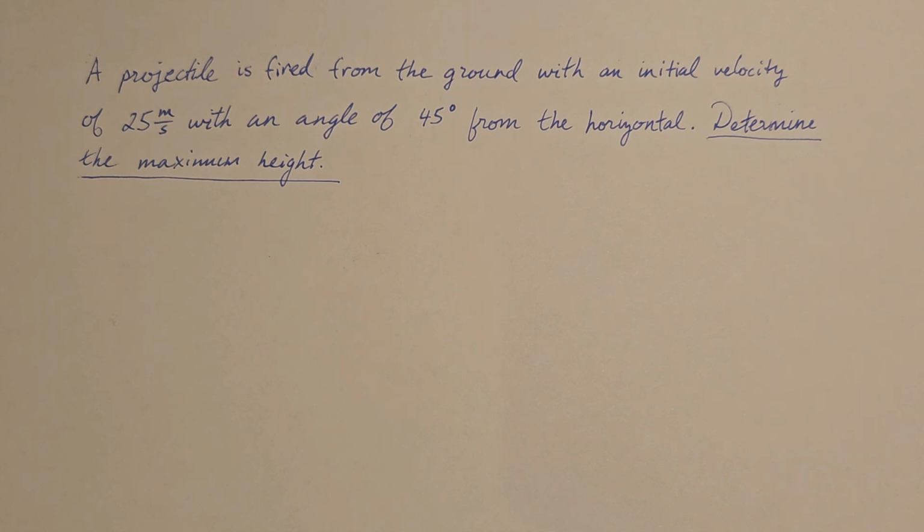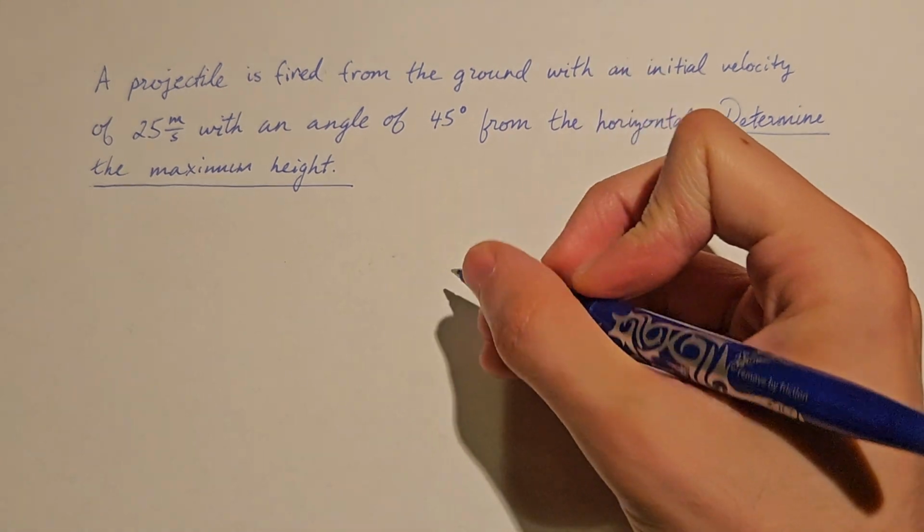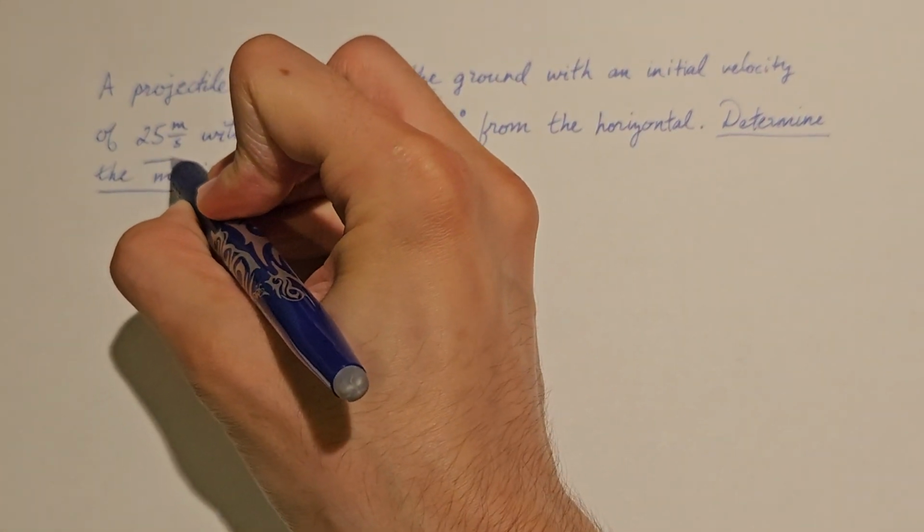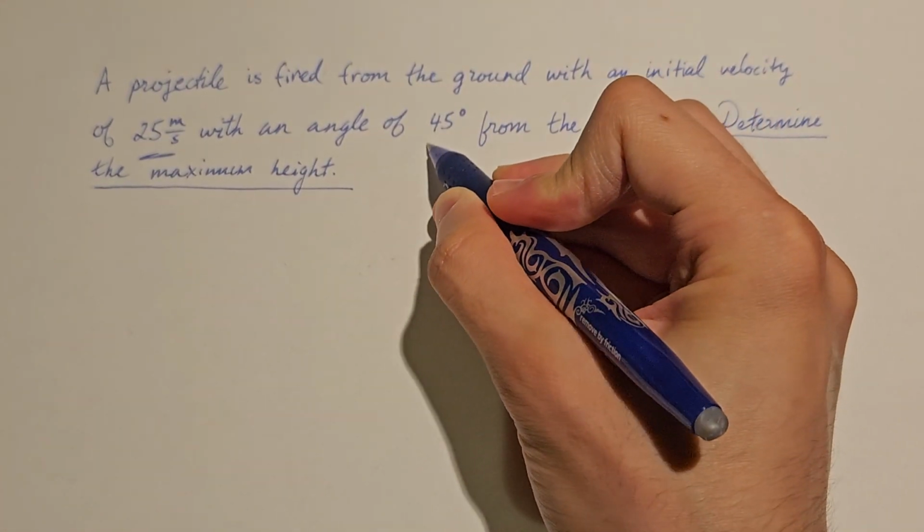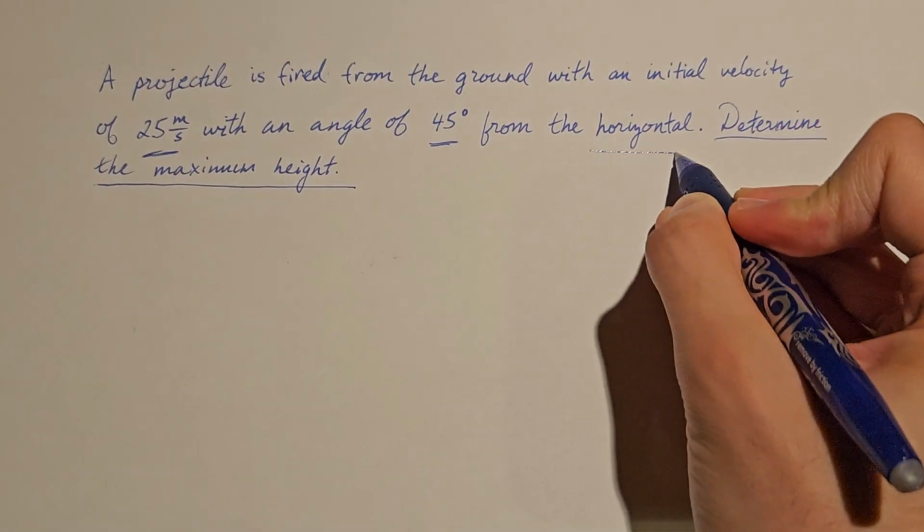Today I'm going to be showing you how to find the maximum height of a projectile fired from the ground. In this question we have a projectile that is fired from the ground with an initial velocity of 25 meters a second at an angle of 45 degrees from the horizontal.